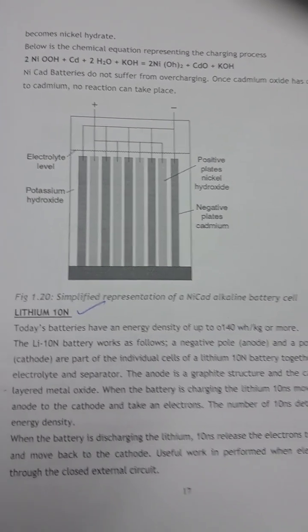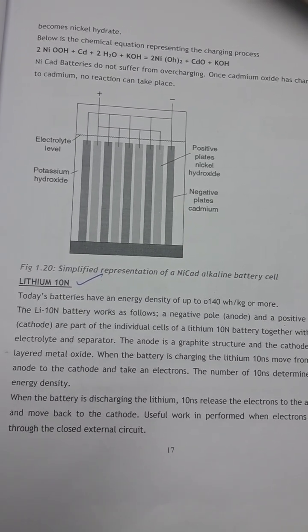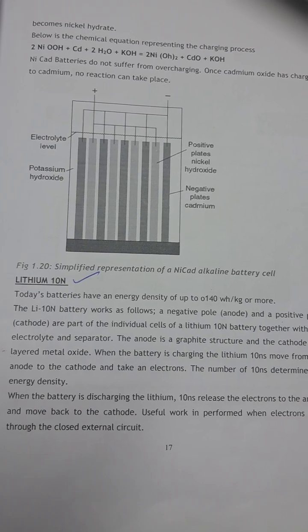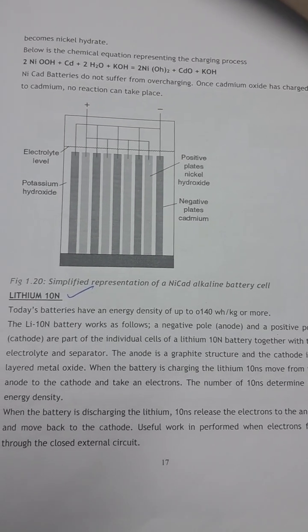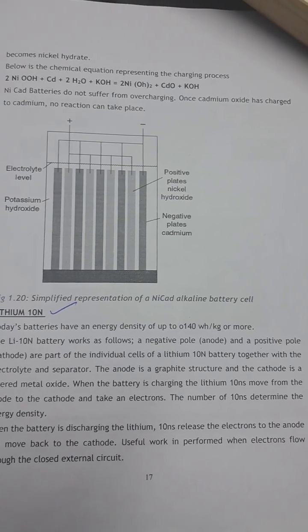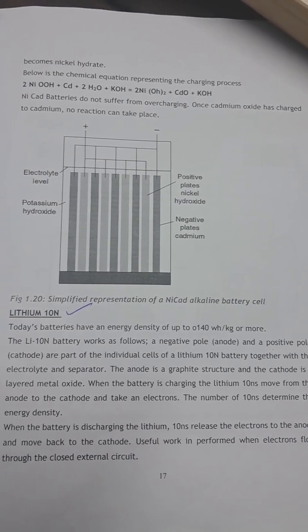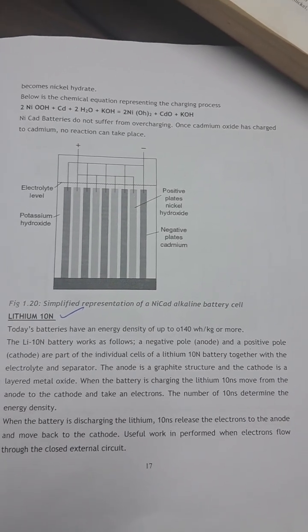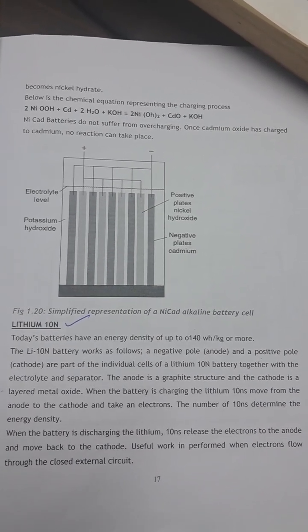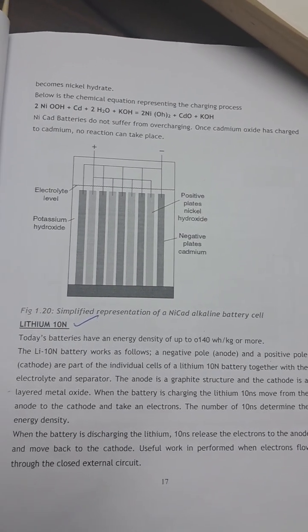And we also have lithium ion cells. They have an energy density of up to 140 watt hours per kilogram. That is the power to weight ratio of the lithium ion battery. It works as follows. The negative pole and the positive pole are part of the individual cells of a lithium ion battery, together with the electrolyte and separator.